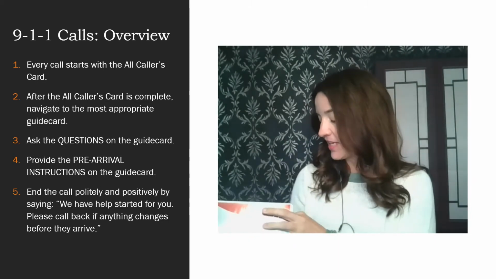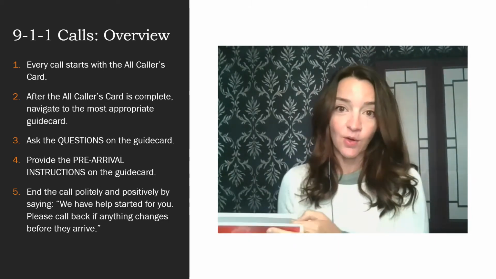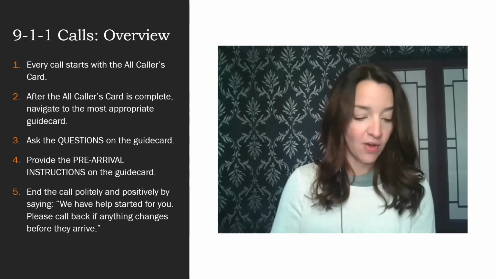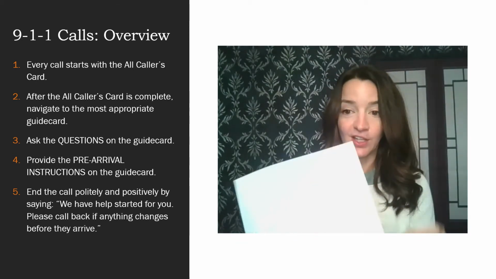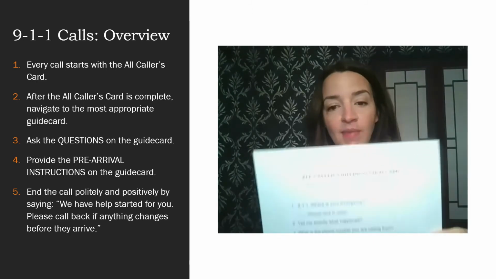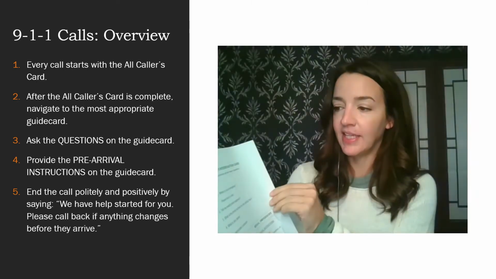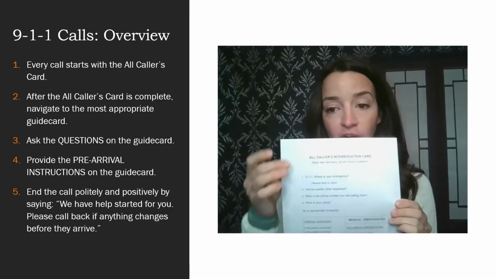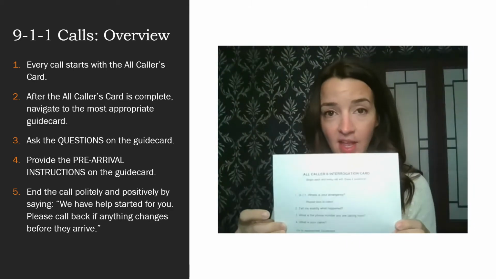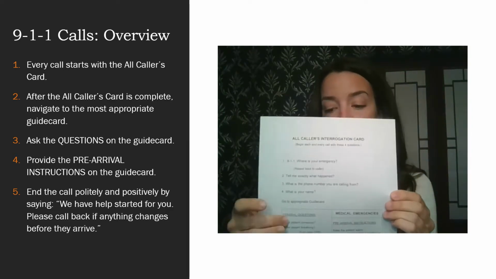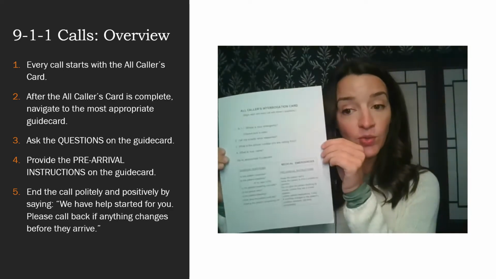Now, I have sent you in the course materials here a couple of different files. One of them is called the All Callers Interrogation Card, or All Callers and Medical Card. It looks like this. And it contains the information for the All Callers card on the top. It's kind of a double card. So the All Callers card is on the top, and the bottom has instructions for a medical card. So it's kind of two cards in one here.